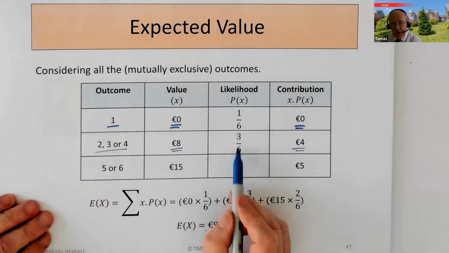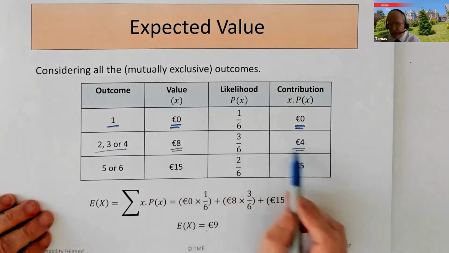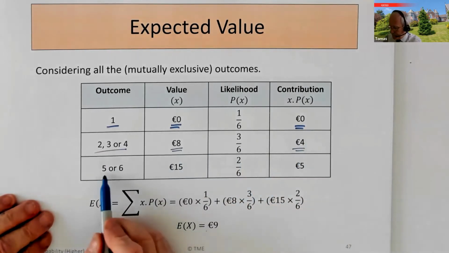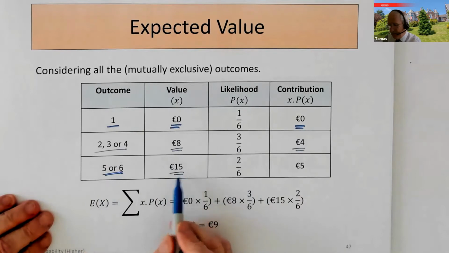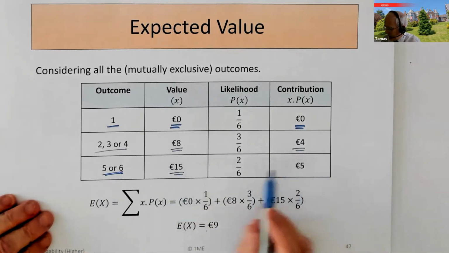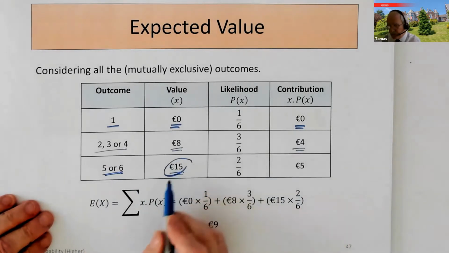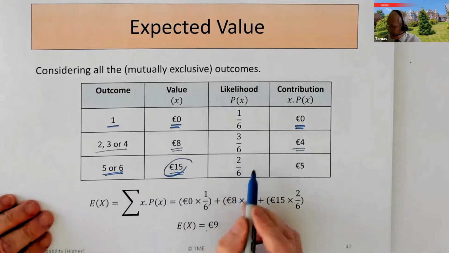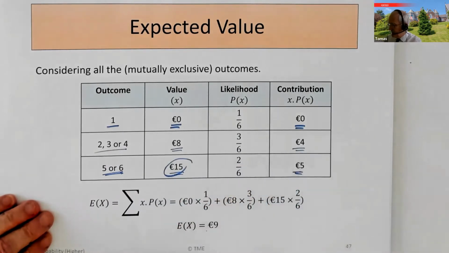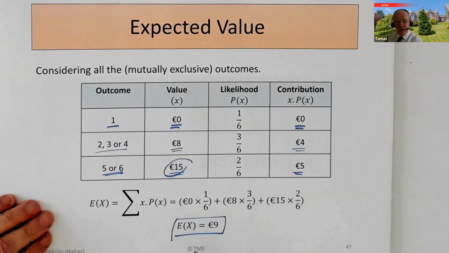3 in 6 is a half, and a half of €8 is €4. For 5 or 6, half of 15, but we've only a 1/3 chance of getting it. So 1/3 of 15 is 5. So if we add the 3 of those together, on average, we can expect on this game to get €9.